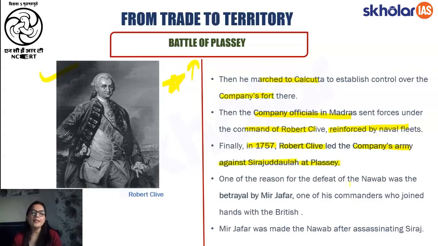reasons for his defeat was the betrayal by Mir Jafar, who was one of his commanders who had joined hands with the British. So there was internal politics within the nobility of Sirajud-Dowla himself, wherein one section of his nobility supported the English, and due to this, Sirajud-Dowla lost the Battle of Plassey. And in return, Mir Jafar was made the Nawab after assassinating Sirajud-Dowla.